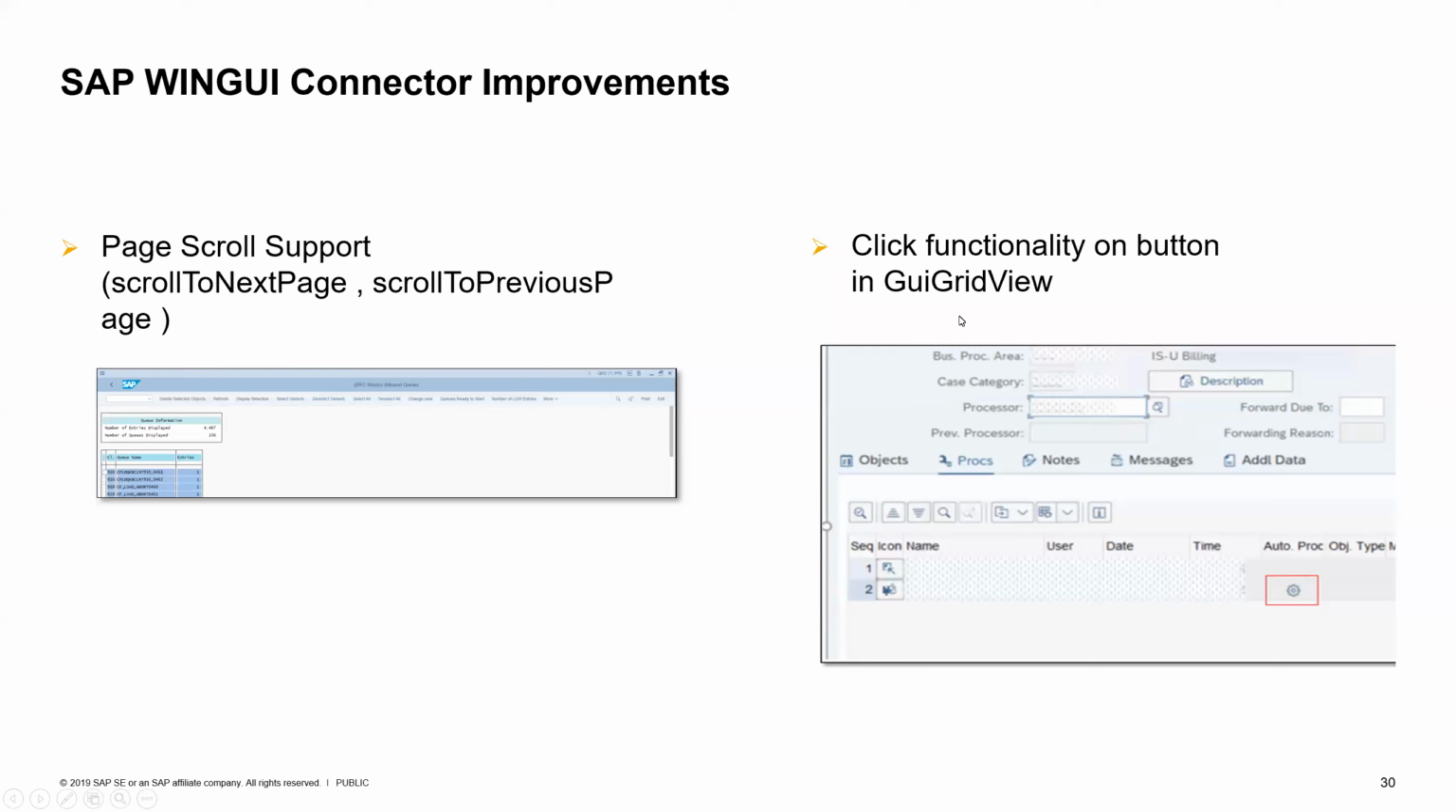Also, for the grid view, there is a possibility that there is an icon which is also a type of button, and you can click on it. So the click activity has also been added to this kind of control, which is very common in a grid view type of page in SAP GUI applications. These are the improvements in the WinGUI connector.